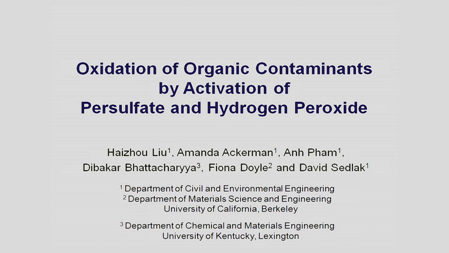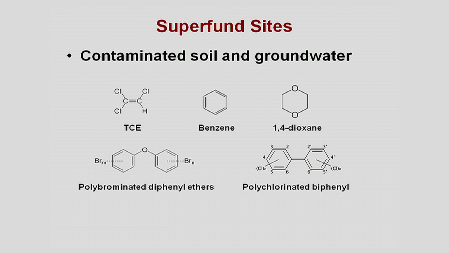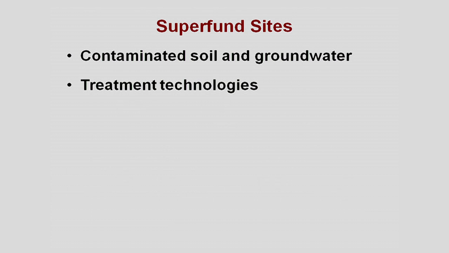University of Kentucky. So, as we know, the Superfund sites have a lot of different types of contaminants that are very persistent and hard to remove. They spread out in a large area in the subsurface, in the soil and groundwater. Examples of these groups of contaminants include trichloroethane, benzene, dioxin, and other halogenated aromatic compounds.